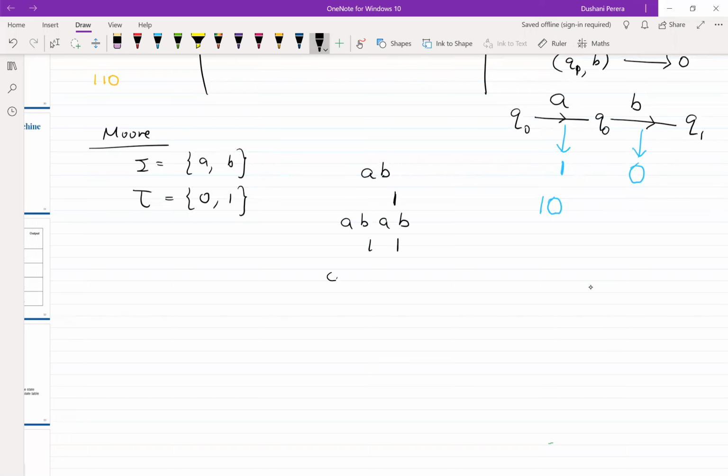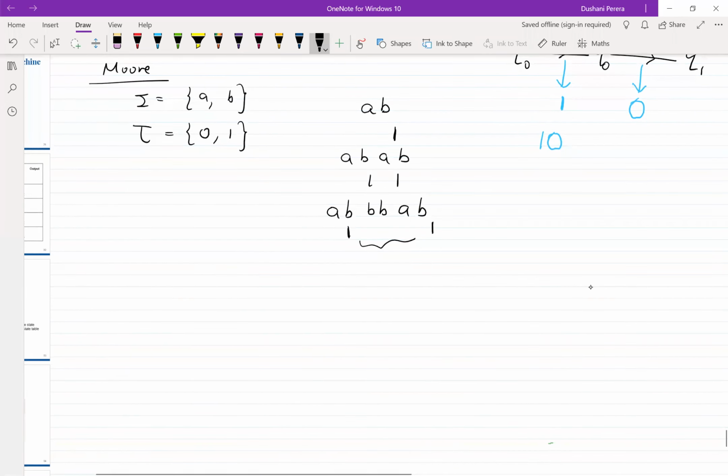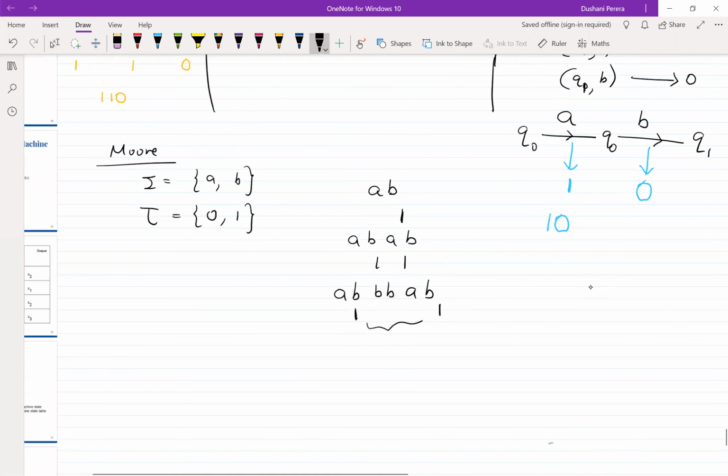Okay, so if your string is AB, BB, AB, the machine will print 1 here and 1 here. There'll be any number of zeros in between. That is not my problem because I only want to capture the number of ABs and print ones instead. Yeah, right. So how do I do this? This is just like the DFA that we did back then. Now this is a Moore machine. Okay, if it is a Moore machine, the output is associated with the state.